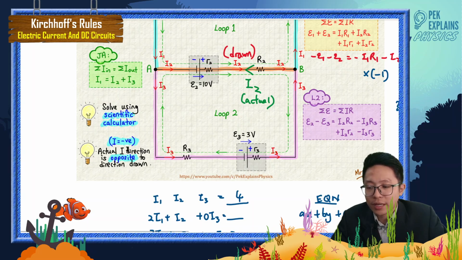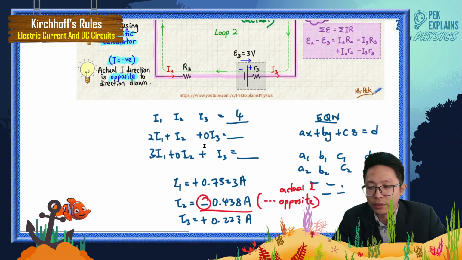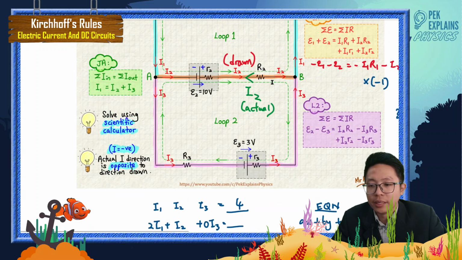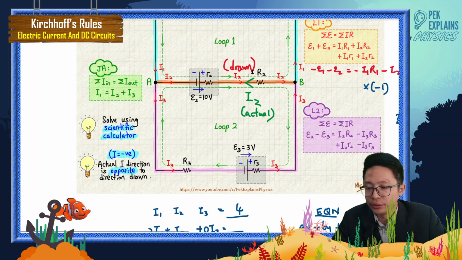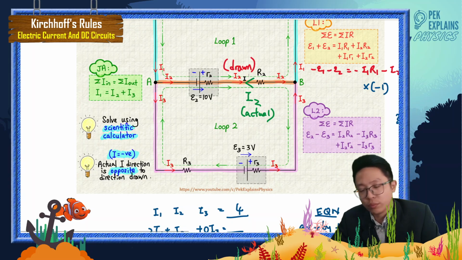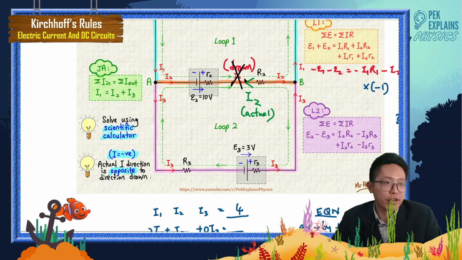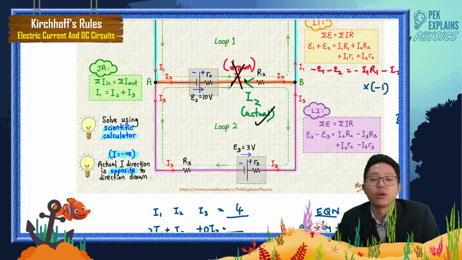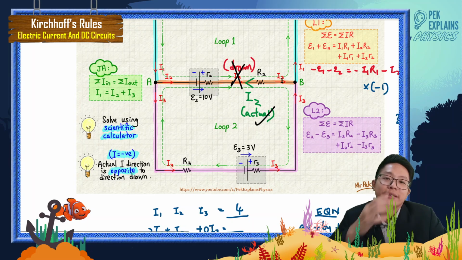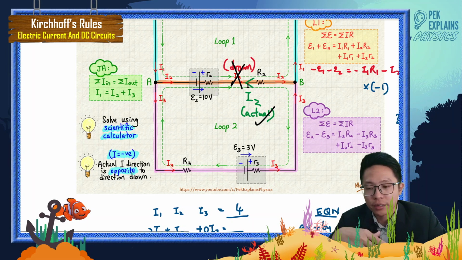So the negative value of I2 means the actual current is opposite to the current drawn. Which means that the current drawn is actually in the wrong direction. The actual current is the correct one. You understand? Actually it is to the left, not to the right. Okay? The actual current is to the left.